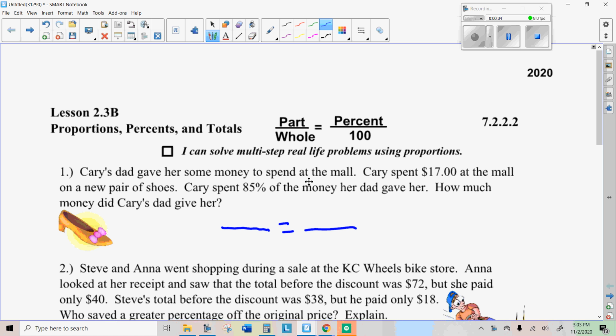Carrie's dad gave her some money to spend at the mall. Carrie spent $17 at the mall on a new pair of shoes. Carrie spent 85% of the money her dad gave her. How much money did Carrie's dad give her?